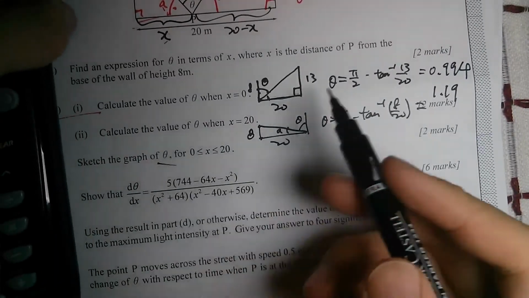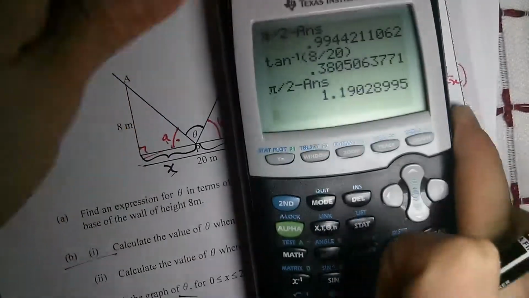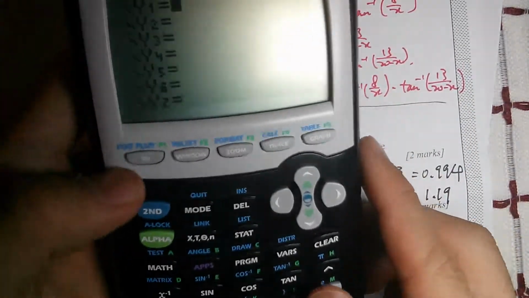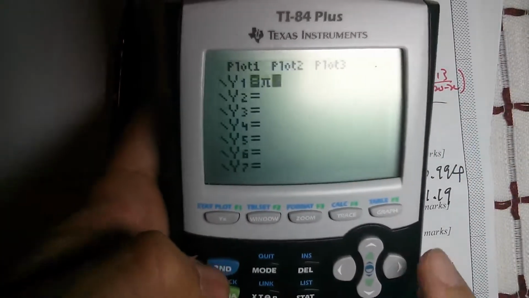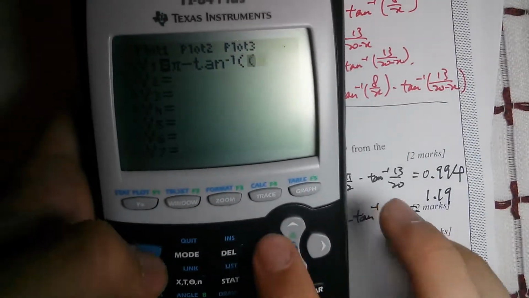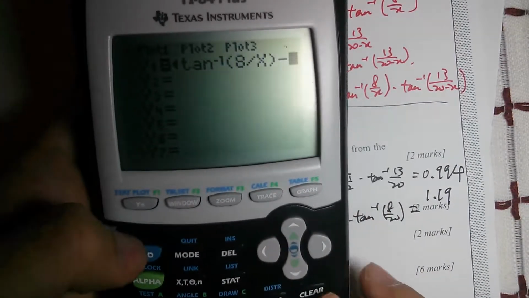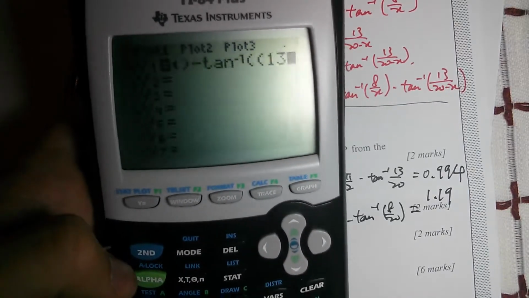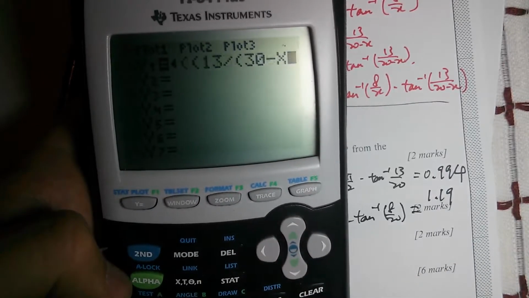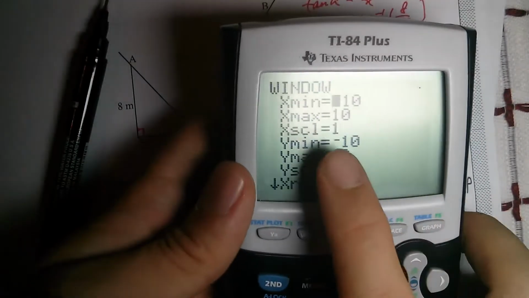C, sketch the graph of theta. This is the formula for theta, the formula we found. Sketch graph, we never do it by ourselves in paper 2, just plug everything in. So pi over 2, arctangent, we need a fraction 8 over x, minus arctangent 20 minus x, close bracket. Now x is between 0 and 20, so you need to set your window.